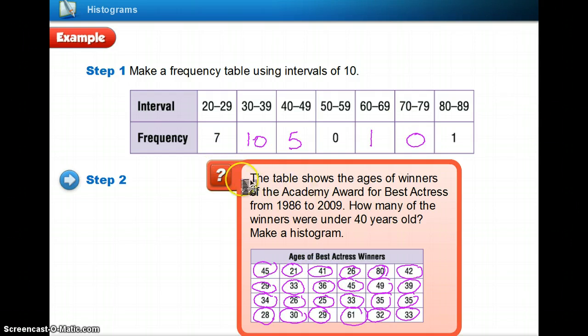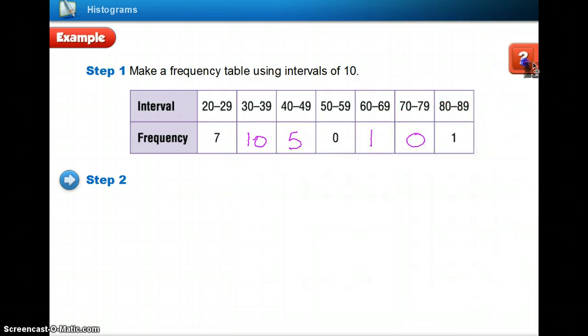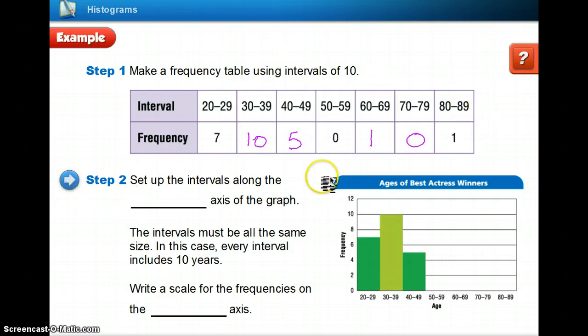So now that we have that, we have our data grouped by intervals. We're going to draw our graph. So we put our intervals along the x-axis. Remember, if we look at a coordinate plane, this is the x-axis, and this is also the horizontal. I think of it as the x, but in the book it says horizontal, so we're going to use horizontal. So we have the horizontal axis, and the scale of frequencies is the vertical. Remember, vertical is straight up and down.